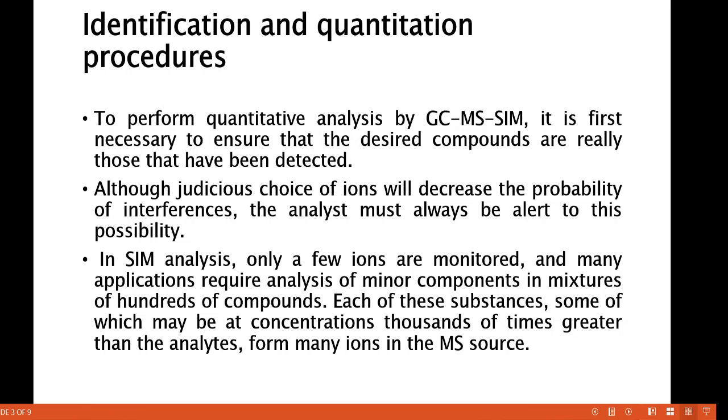To perform quantitative analysis by GCMS SIM, that is, by the GCMS technique with selected ion monitoring, it is first necessary to ensure that the desired compounds are really those that have been detected. Although the judicious choice of ion, meaning the judgment of the ion, will decrease the probability of interferences, the analyst must always be alert to this possibility.